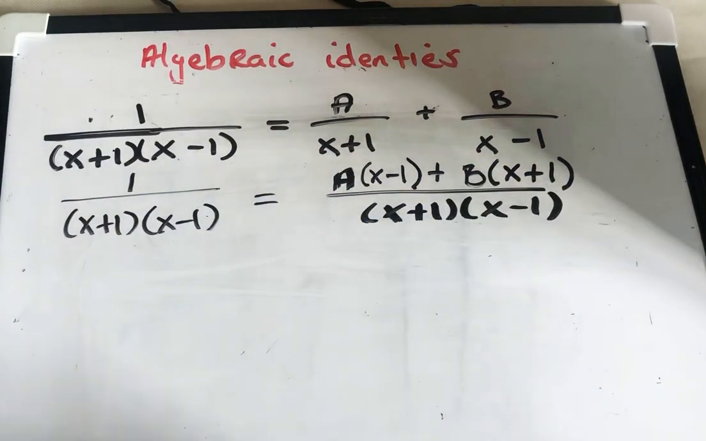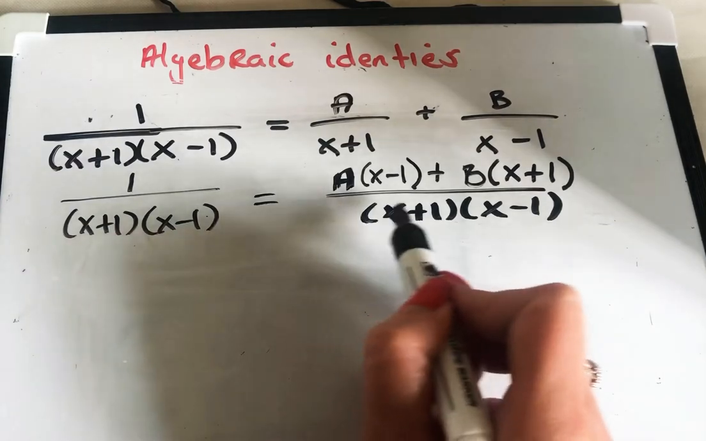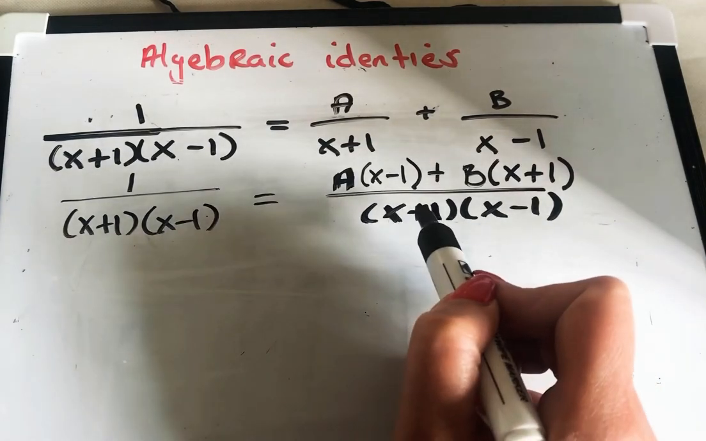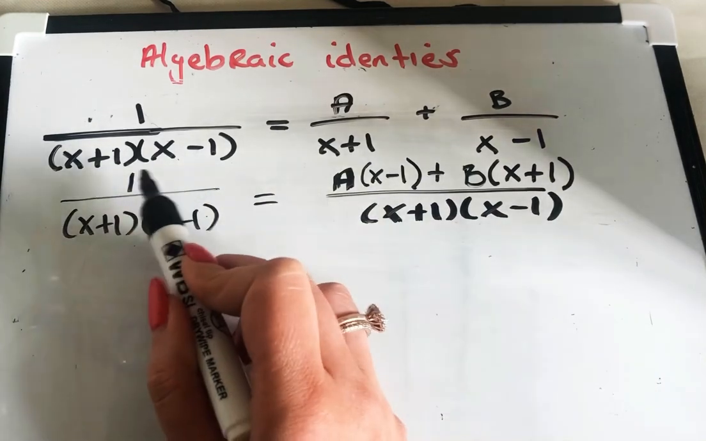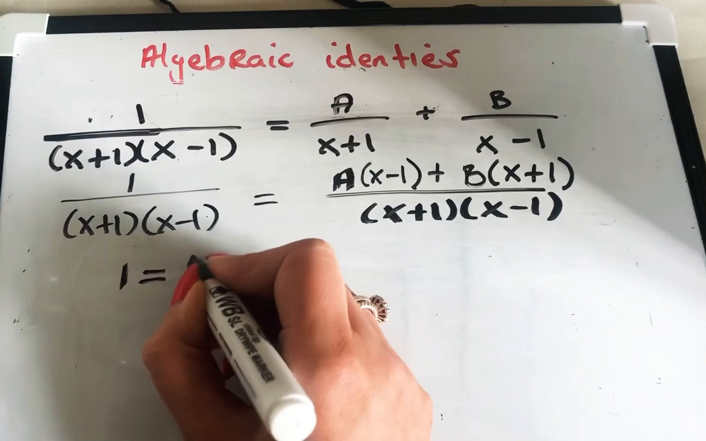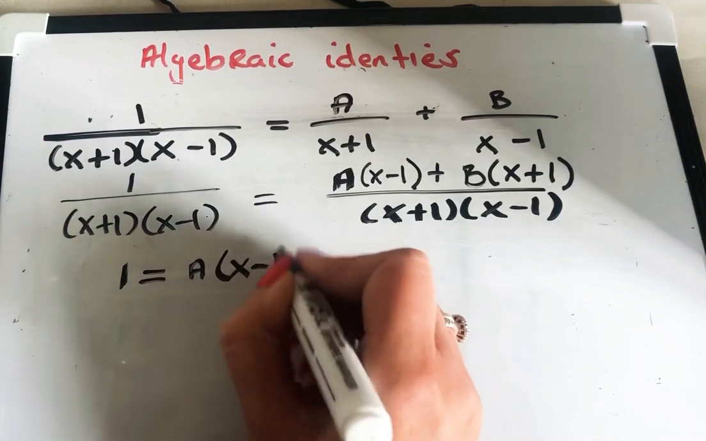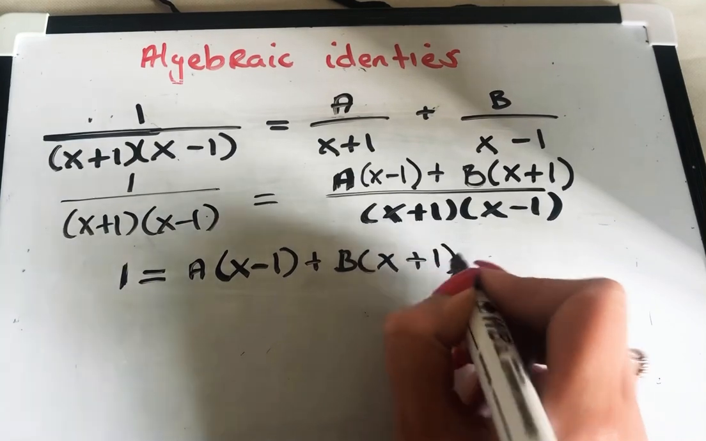Next, we can see that x plus 1, x minus 1 at this side is the very same as at this side, so x plus 1 and x minus 1. So we're going to ignore these now and we're going to write out this top line. So we get a linear equation. So 1 is equal to a times x minus 1 plus b times x plus 1.